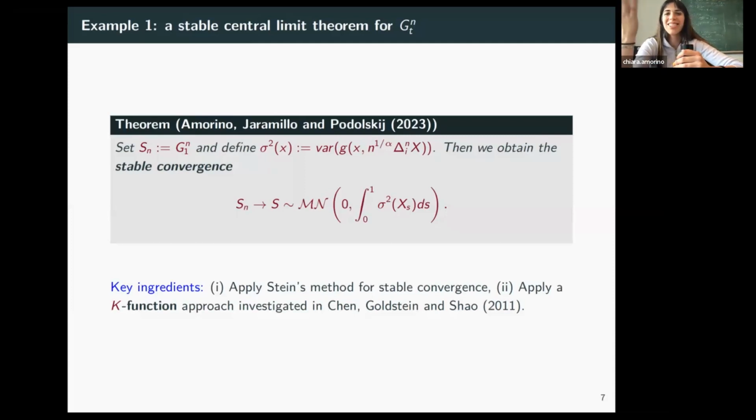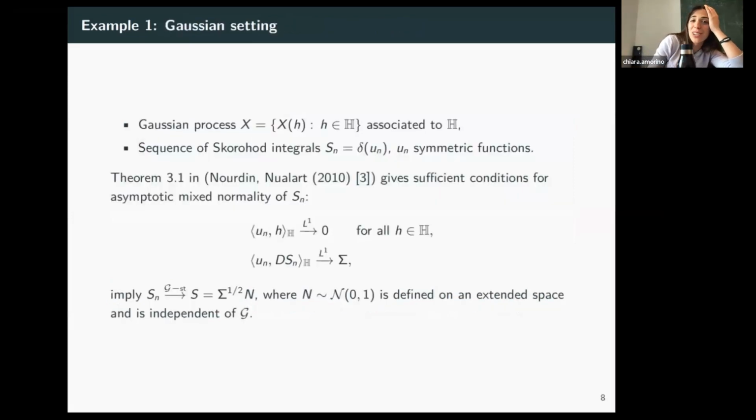We would like to have at least another example to show. And I think that a nice example to show is something that is actually already known. It's the fact that if you start with a Gaussian process X and you have a sequence of Skorohod integrals Sn, then you know that this Sn converges to a Gaussian. And this has been proven by Ivan and David in 2010. But the proof was quite complicated. It was quite long.